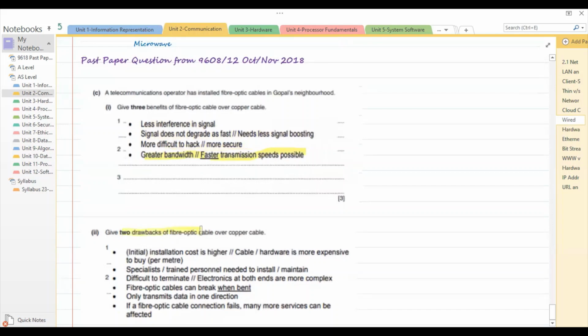Then there are two drawbacks of fiber optics cable, right? Higher initial installation cost, hardware is more expensive, specialist trained personnel needed to install, difficult to terminate, electronics at both ends are more complex. Fiber optic cables can break when bent, only transmits data in one direction. If a fiber optic cable connection fails, many more services can be affected. So these are some drawbacks.